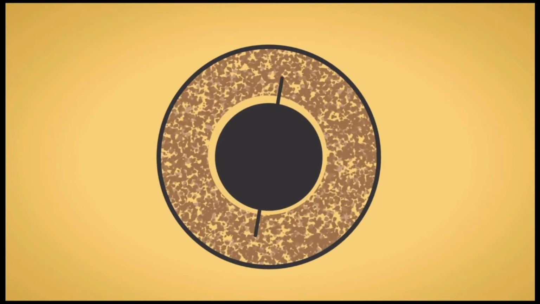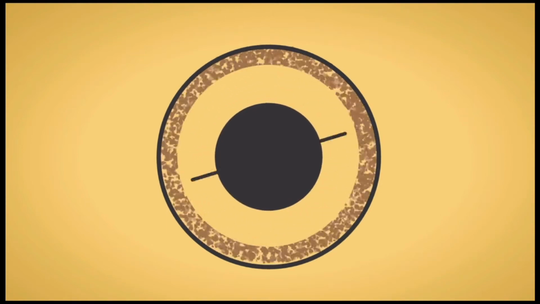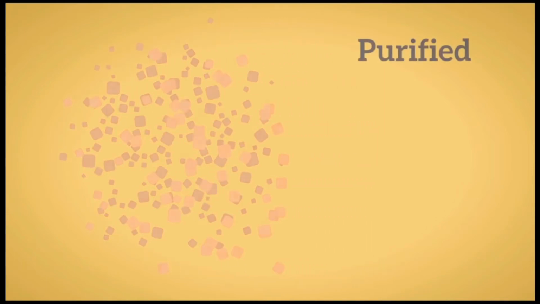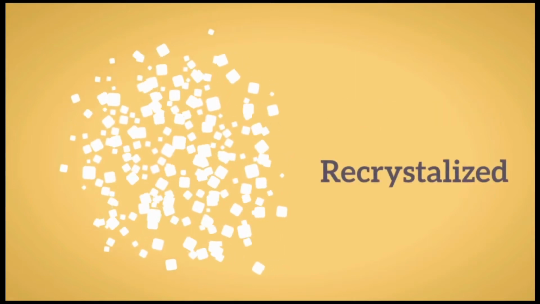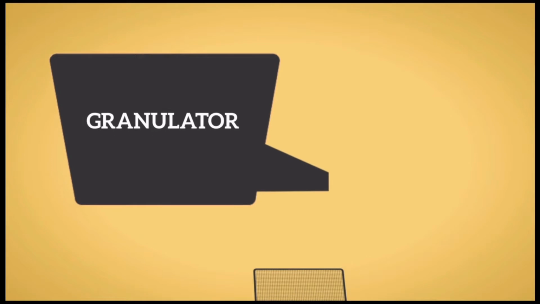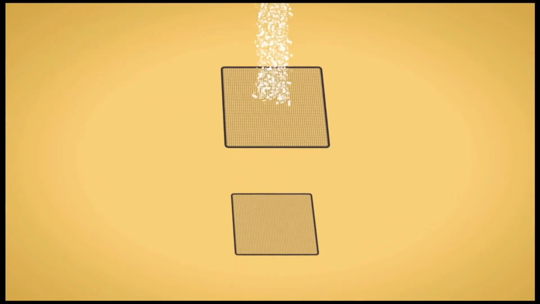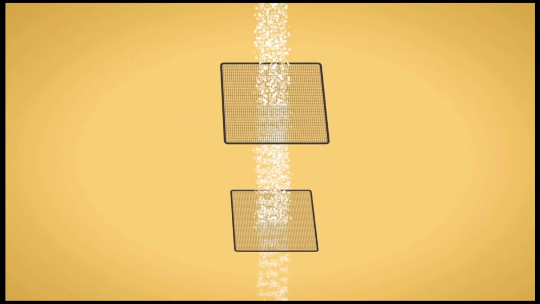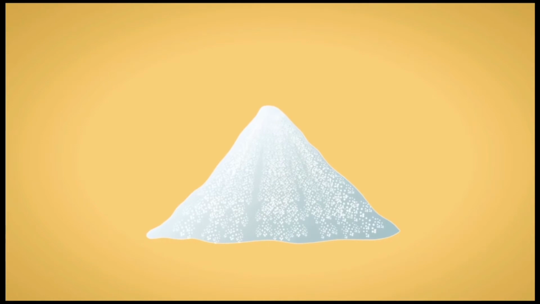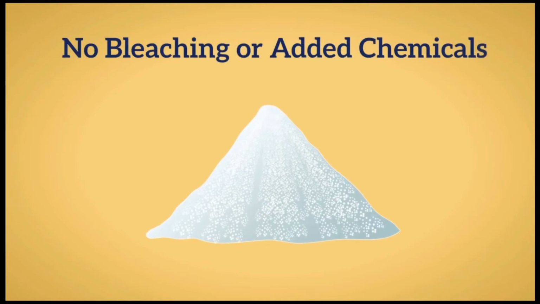From there, it is moved into centrifuges, where centrifugal force squeezes out any remaining liquid, leaving, you guessed it, dry sugar crystals. Now the crystals are purified, decolorized, recrystallized, and dried in a large granulator. Next, they are sized by running them through a variety of screens, all to remove any impurities and make the sugar crystals just the right size and color. The end result is pure cane sugar. No bleaching or added chemicals required.